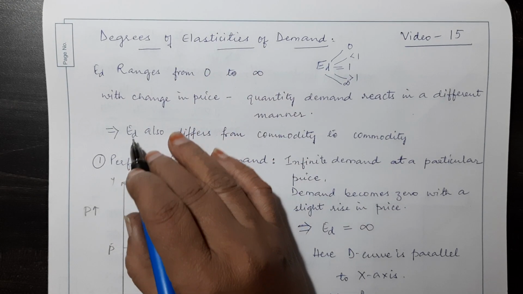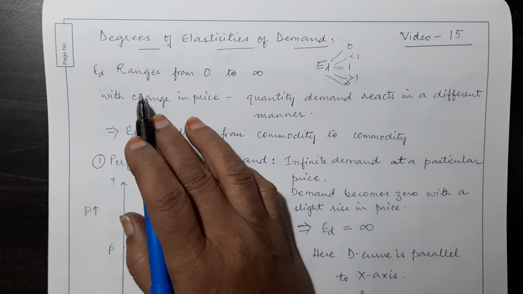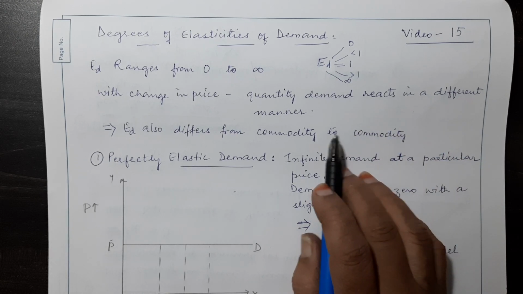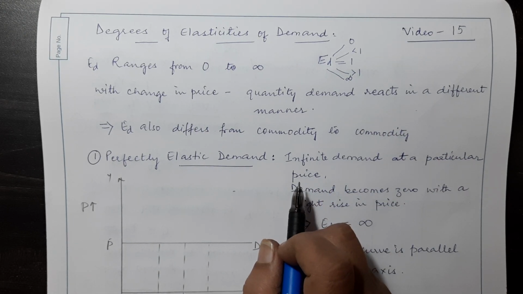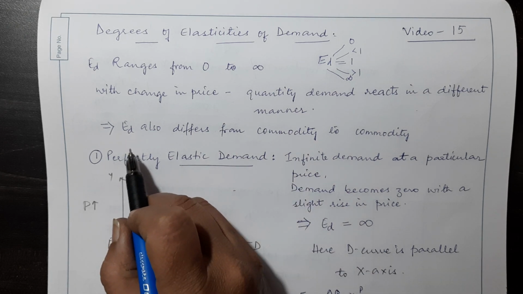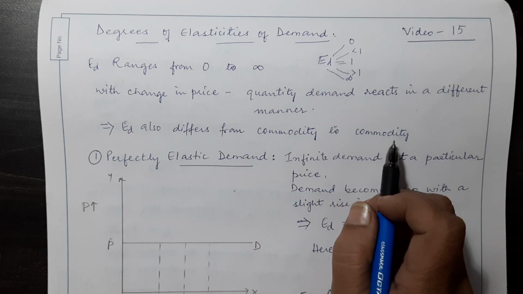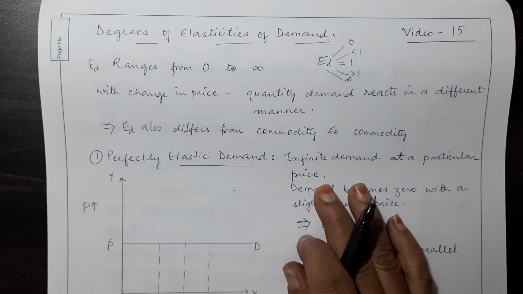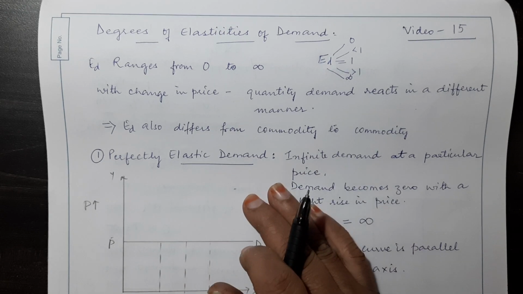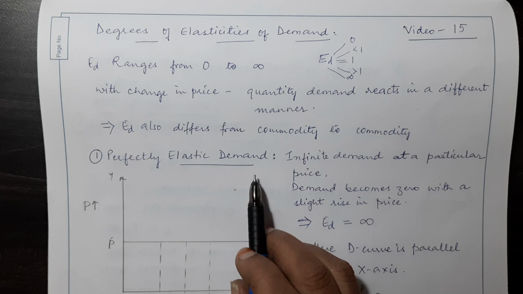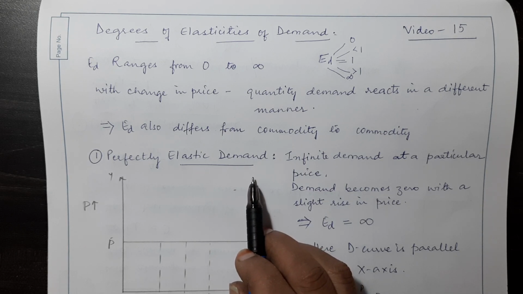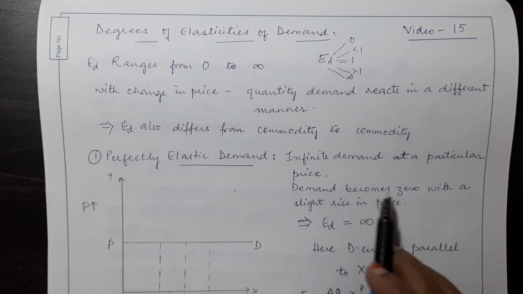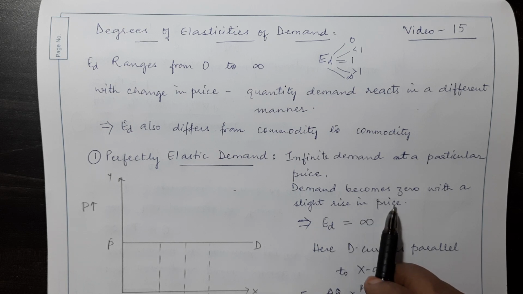Now, here, with change in price, the quantity demanded reacts in a different manner. So, ED also differs from commodity to commodity, isn't it? So that means it is not the same for all the commodities. So let's understand. The first one is perfectly elastic demand, which means that there is infinite demand at a particular price. The demand becomes zero with a slight rise in price.